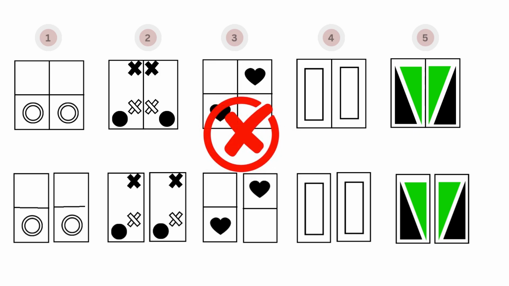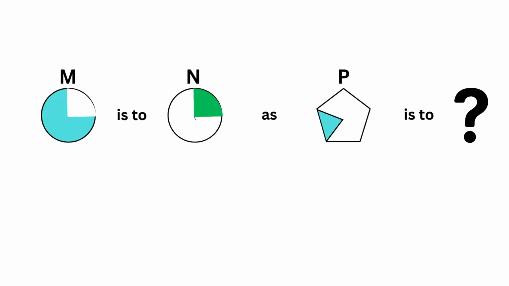When the box is divided vertically, the left and right halves do not reflect each other. Instead, the hearts are placed in a way that disrupts the mirroring effect. For proper symmetry, both hearts should either be positioned at the top of the box or at the bottom. Therefore, option 3 is the odd one out. The lack of vertical symmetry sets it apart from the rest, making it the correct choice.